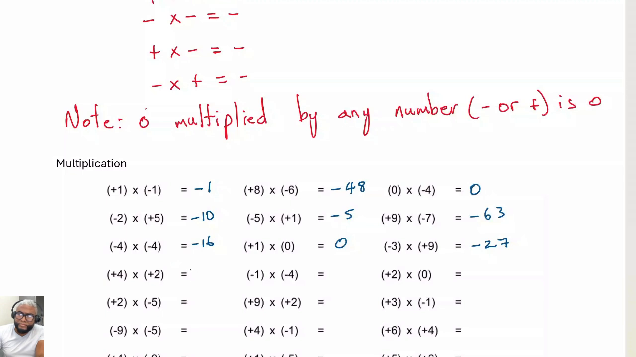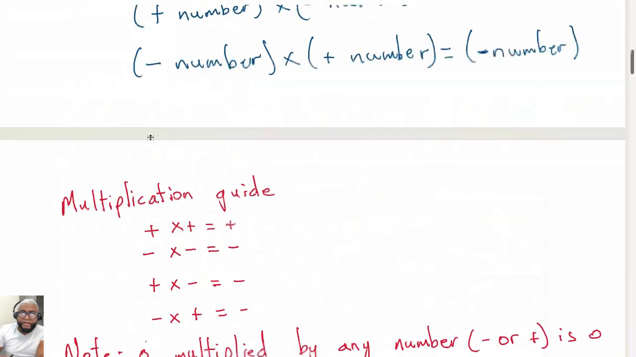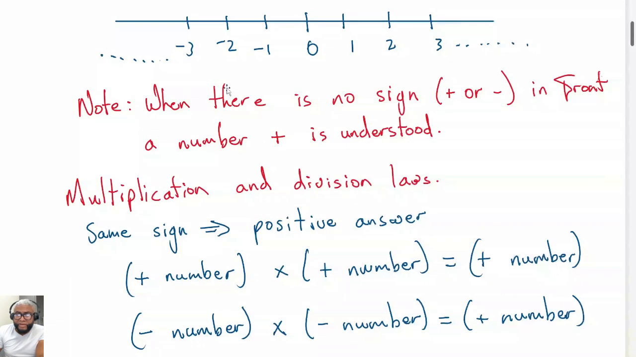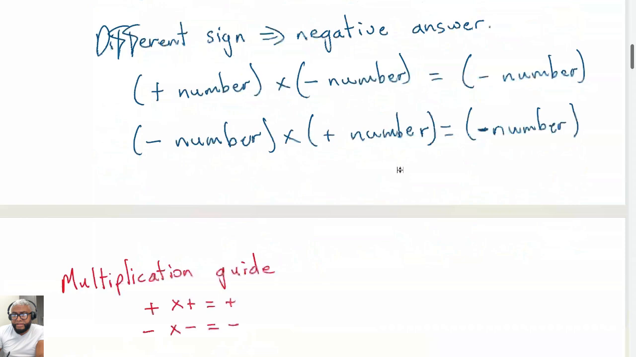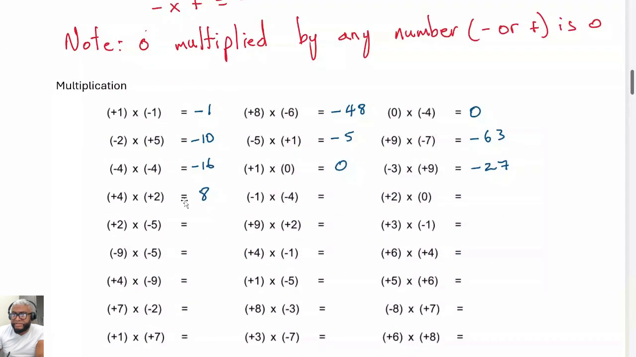So, +8. Excellent. Now, remember I wrote above here, when there's no sign, positive or negative, in front of a number, positive is understood, right? So I don't want to put +8. I can just put 8, right, Zia? Because the positive is understood.